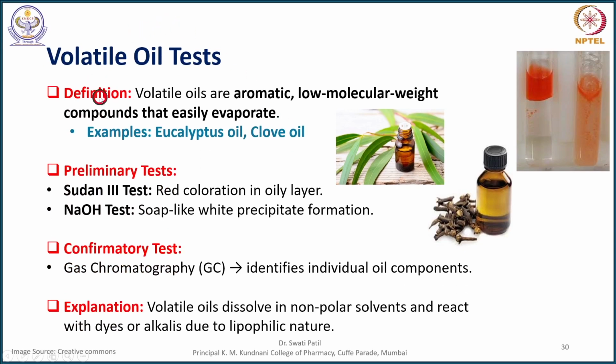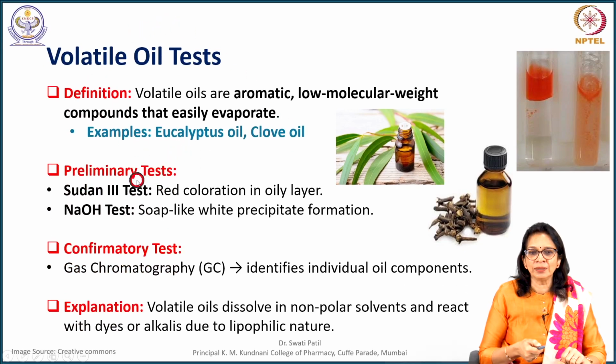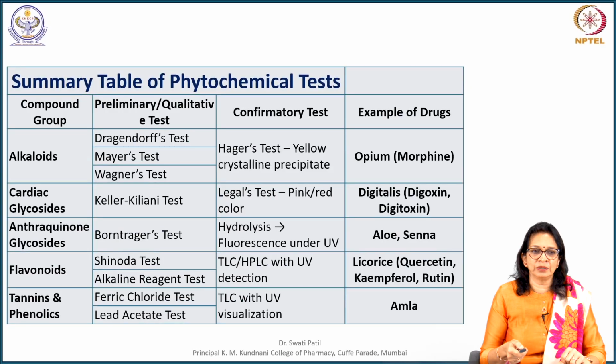To detect volatile oils, when Sudan III is added, it causes a red coloration. So, wherever you see the oil droplets, these oil droplets take up the stain. This red coloration will help us detect the presence of volatile oil, and with sodium hydroxide, a soap-like white precipitation is formed when the volatile oil is present. These are of course confirmatory tests using state of the art instruments to detect the presence of oil components.